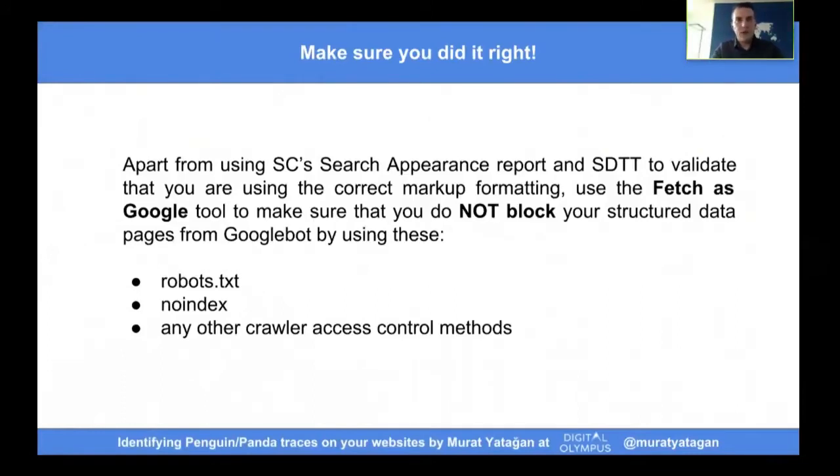Because if Googlebot cannot really understand what is on your page, probably you are blocking some resources for Googlebot to render the page correctly or even crawl the page. So you need to look into the robots.txt file and see if it is blocking anything, and you can easily do it by fetching as Google. Or you might look into the meta robots tag, whether they have been set to noindex, or check any other crawler access control mechanisms. If you make sure of these three things, then you are 100% sure that there are no technical problems regarding your structured data.